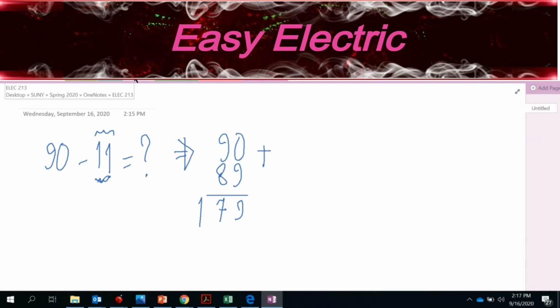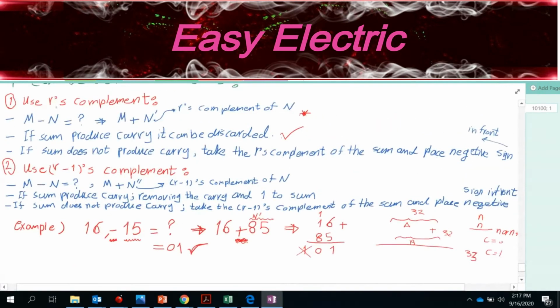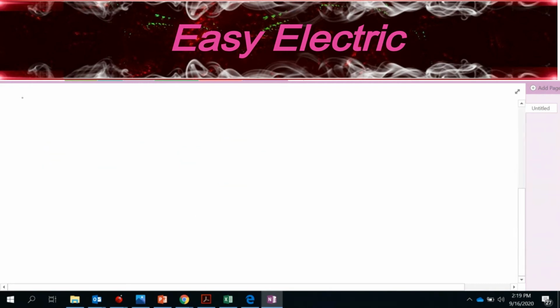We are back here with what we learned in our last class. I'm using the R's complement that you see. If the sum produces a carry, which for our case it does, you just need to discard the carry. In other words, you just ignore that. Whatever you have here should be 90 minus 11, right? So 90 minus 11 is 79. So it actually works in base 10. This is another example.